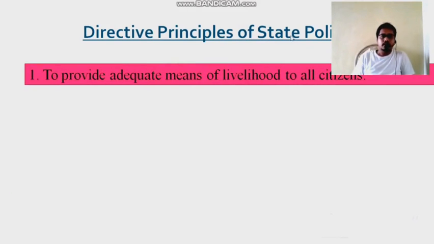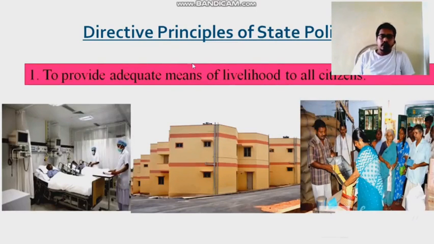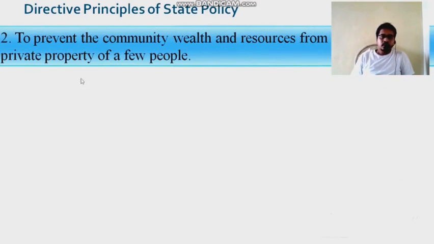to provide adequate means of livelihood to all citizens. It means it is the duty or responsibility of the state to provide the necessary things for livelihood to all its citizens. Food, shelter, education, health, these are the necessary things. The state government must provide all these things to its citizens.